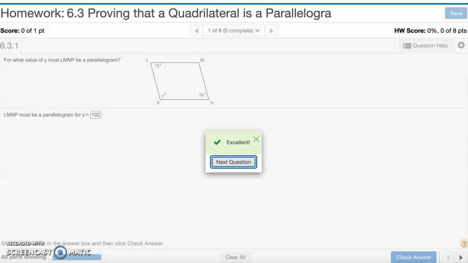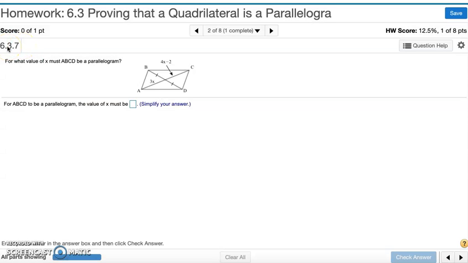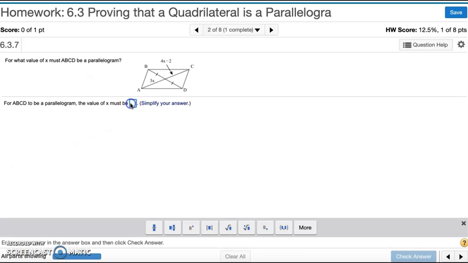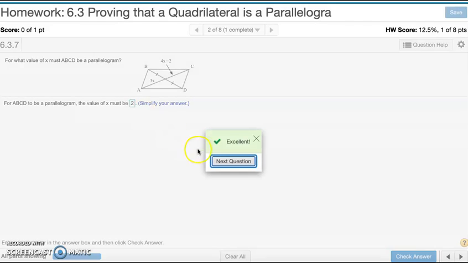And that's number 1. Number 2, for what value of x must ABCD be a parallelogram? So let's take a closer look at it. So diagonals bisect each other. That means this piece is equal to this piece, so we can set those expressions equal to each other. So we subtract 4x to the other side, we get negative x equals negative 2. Divide both sides by negative 1, and we get x equals 2. So let's type that in. So x equals 2 for number 2.